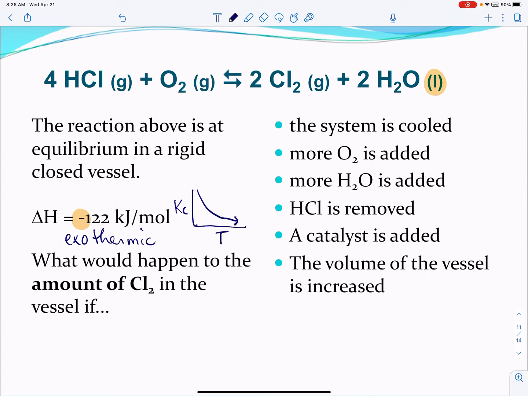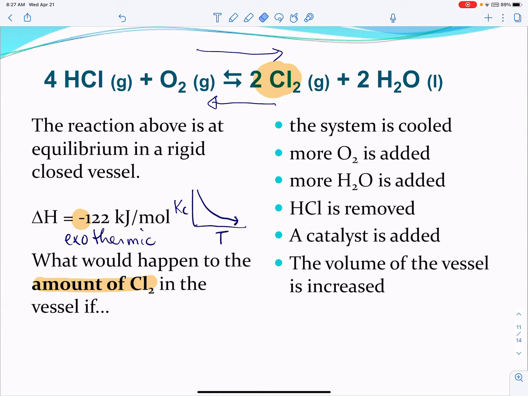Now the question's asking us to predict what will happen to the amount of chlorine in the vessel. So we look at chlorine, it's on the right-hand side of our equation. Okay, so chlorine is a product. So that means if this reaction were to shift forwards, we would produce more chlorine. So if we have a forward shift, the amount of chlorine will increase. If it shifts backwards, then the chlorine is going to get used up. So shifting backwards, we'd have less chlorine at the new equilibrium. All right, so a forward shift makes more chlorine, and a backward shift uses up chlorine, so we'll have less.